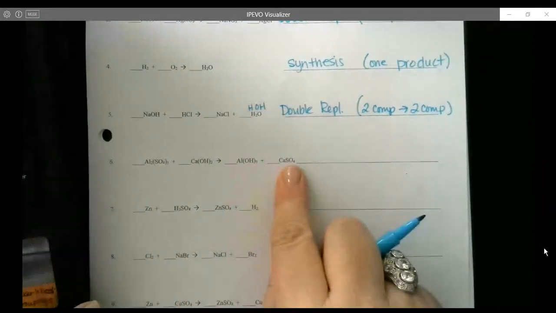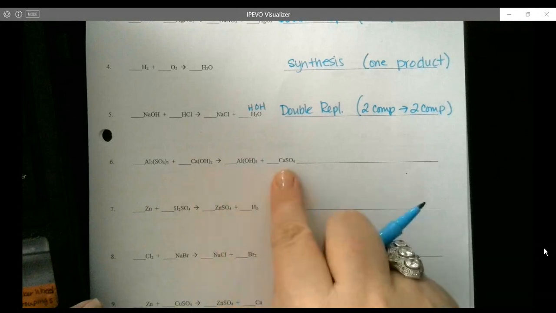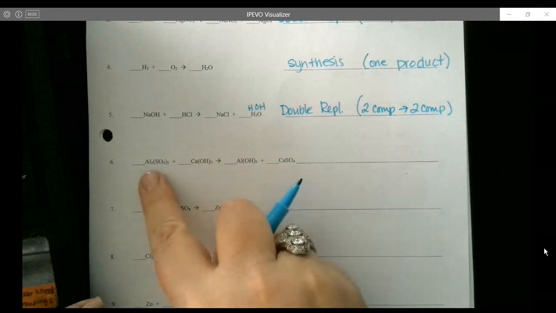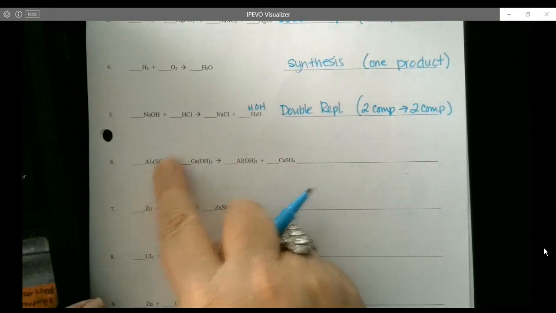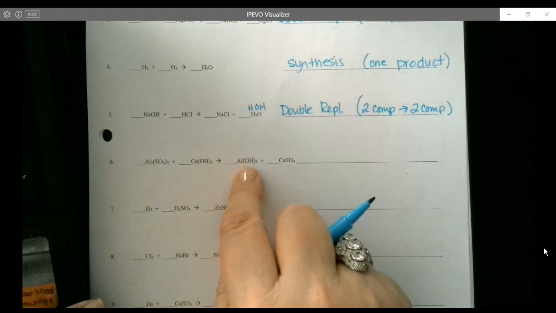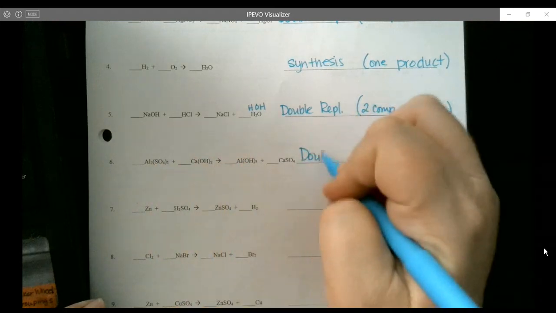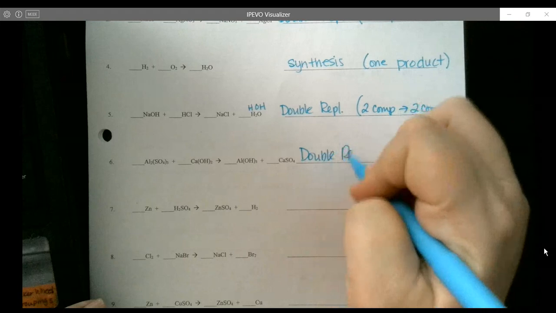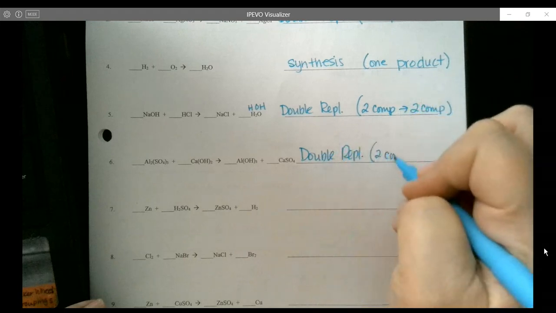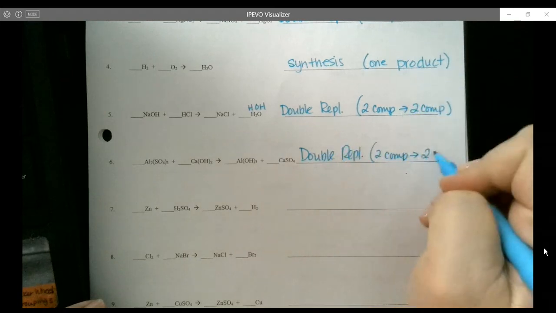I look down to number 6. I see polyatomics, right? I see those parentheses. And if I follow, aluminum left SO4 and went over to OH. So I see another double replacement. 2 compounds to 2 compounds.